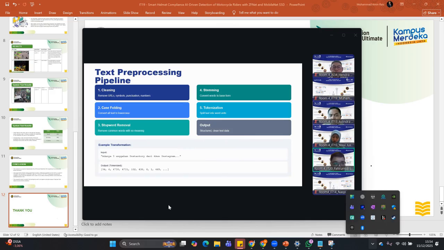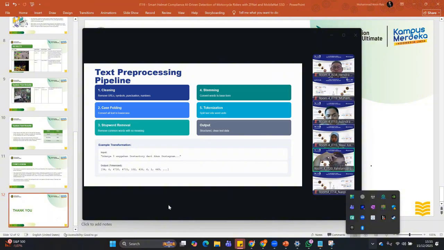This is the text processing pipeline. Data processing is a critical stage that significantly impacts model performance. Let me explain our 5-step pipeline. Step 1 is cleaning. In cleaning, we remove URLs, symbols, functions, and numbers that don't contribute to semantic meaning. Step 2 is case folding. Case folding is converting all characters to lowercase to ensure uniform text representation and equal weighting.